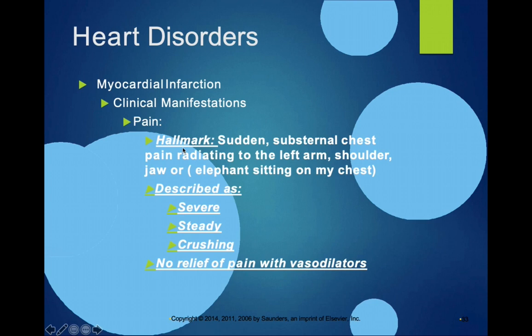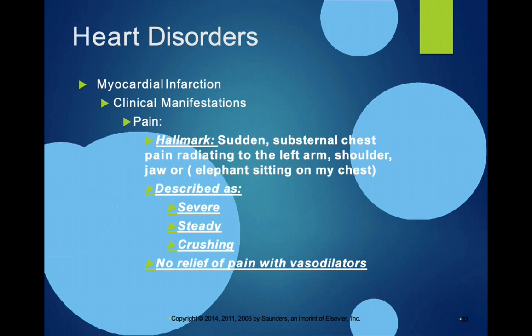The hallmark for a heart attack or an MI is the sudden substernal chest pain that radiates to the left arm and shoulder or jaw. But they typically describe it like they'll clench their fist and hold it up to the chest. It's almost like the universal sign of a heart attack. They clench their fist, hold it up to their chest, and to them it feels like an elephant is sitting on their chest. That's how heavy it is.